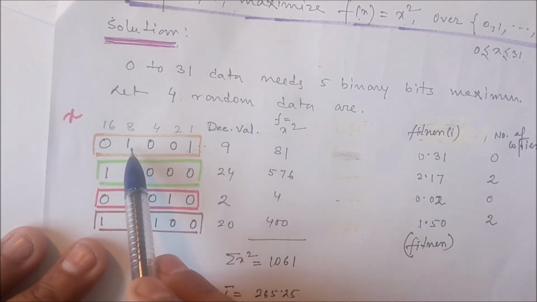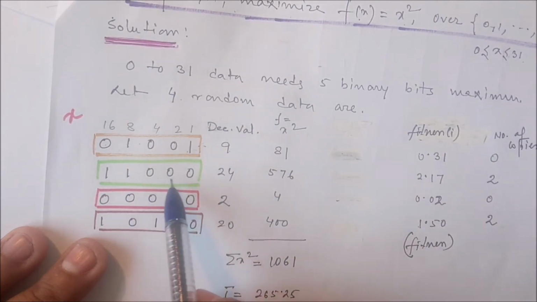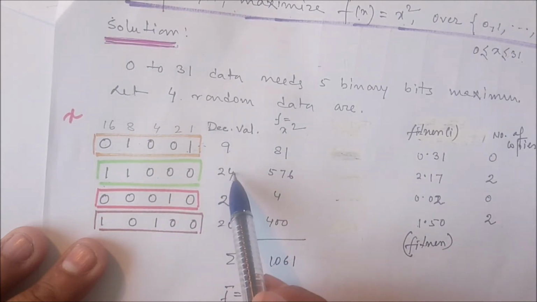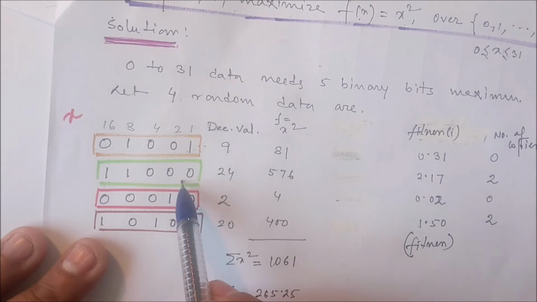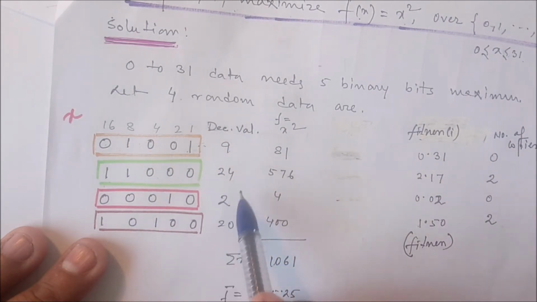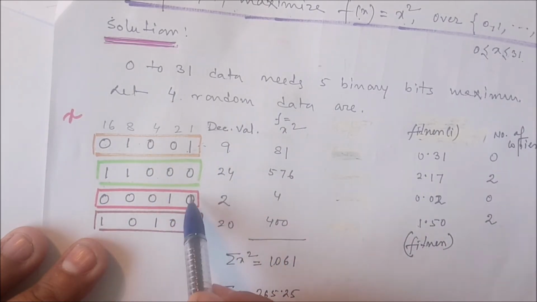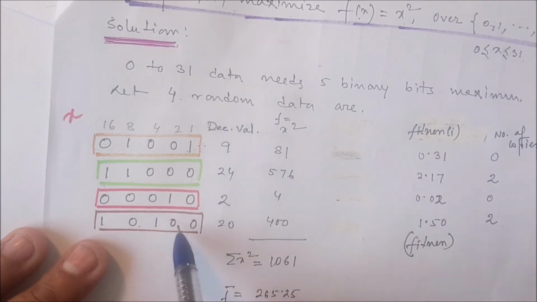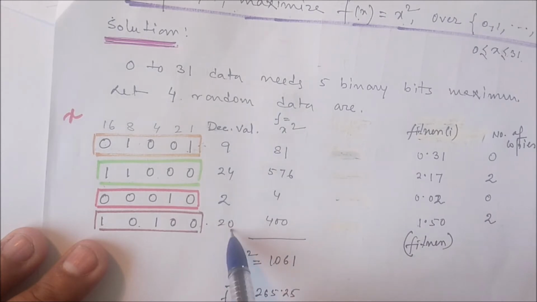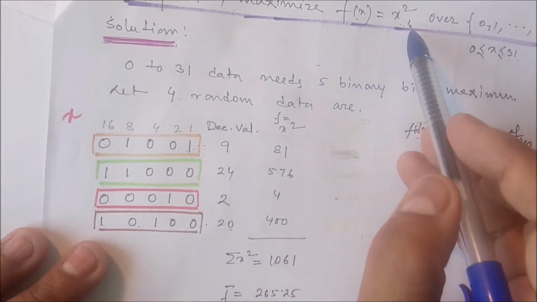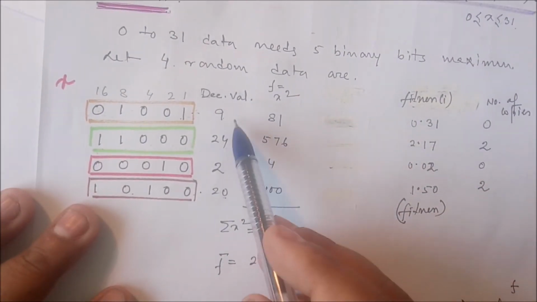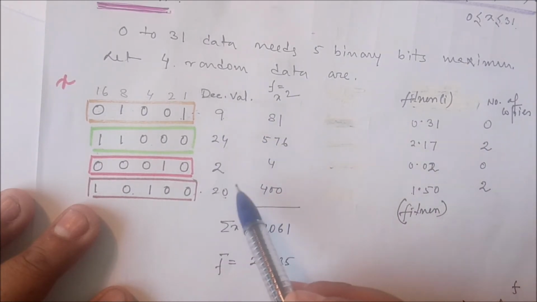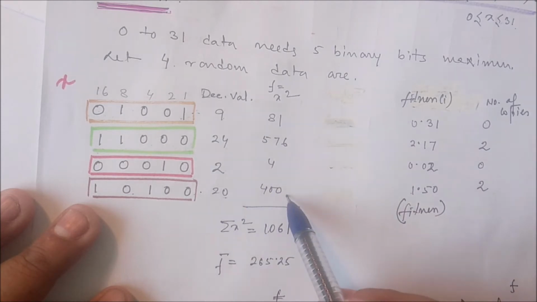That is nothing but 8 plus 1, 9. It is 1 1 0 0 0. That means 16 plus 8, it is 24. So the binary of 24 is this one. Binary of 9 is this one. Similarly binary of 2 is this one, so the associated decimal value is 2. Similarly 1 0 1 0 0, so this is 20. Now the goal is to know x square, so we have to square these. So 9 square is 81, 24 square is 576, 2 square is 4, 20 square is 400.